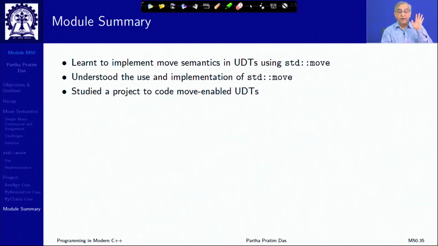So, to summarize, we have learned to implement the move semantics in UDTs using std::move. We have understood the implementation of std::move, and also have given a simple project.